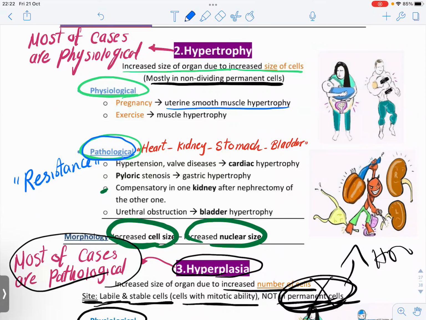Pathological atrophy includes ischemic atrophy, pressure atrophy, neurogenic atrophy, disuse atrophy like in immobilization of muscles, hormonal atrophy, and nutritional atrophy like in marasmus, severe protein starvation. Hypertrophy is an increase in size, but hyperplasia is an increase in number. Hypertrophy happens in non-dividing permanent cells because the number of cells does not increase, just the size of cells, and it is mostly physiological.